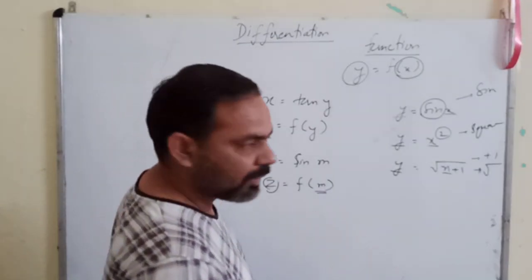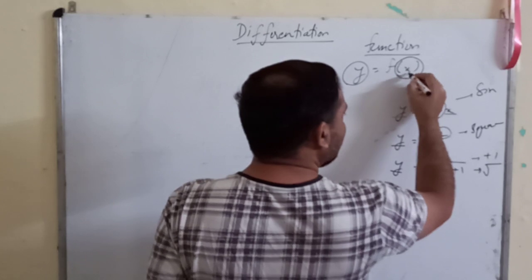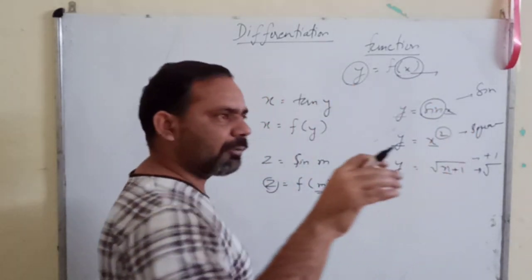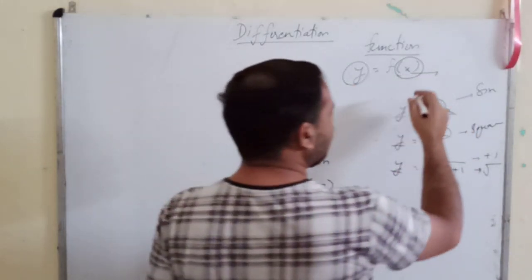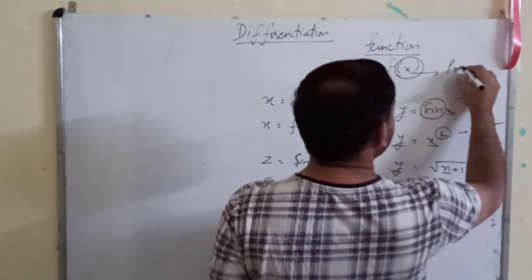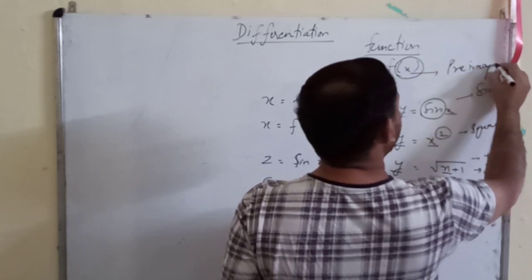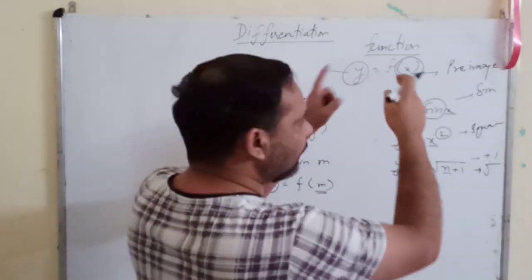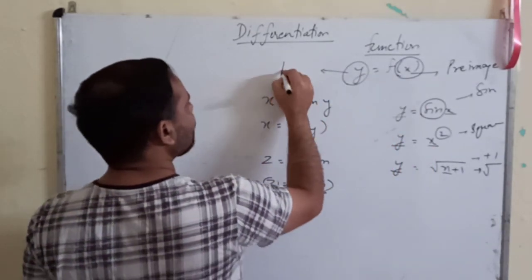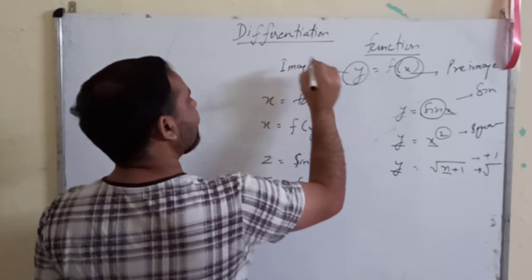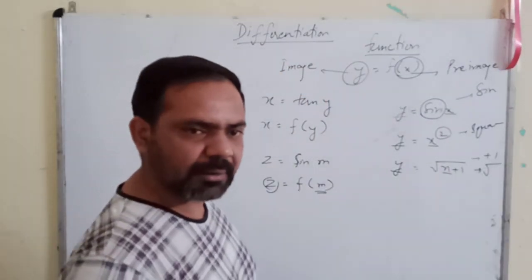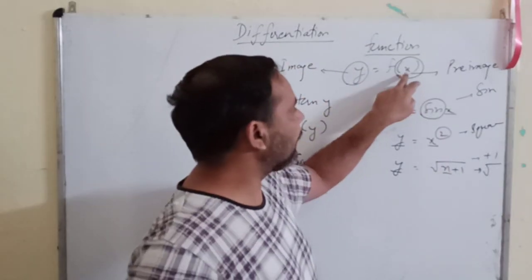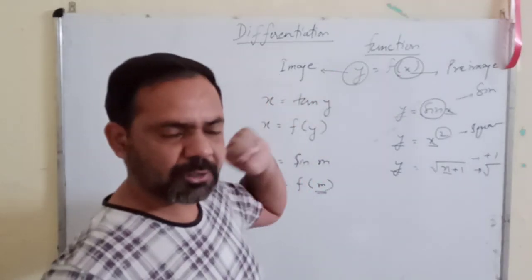Right? Now the quantity on which the function is applied is called the pre-image, and the quantity that you get as a result after application of the function is called the image. So this is pre-image, this is image.